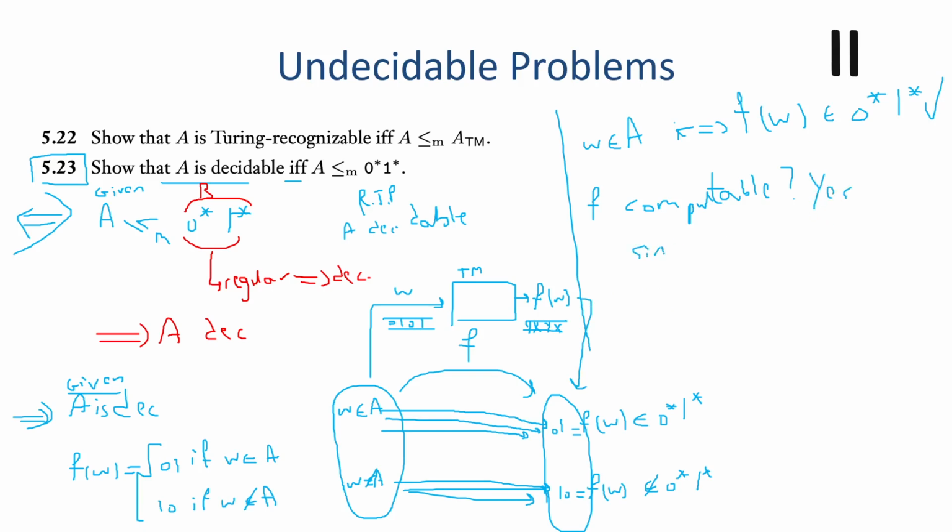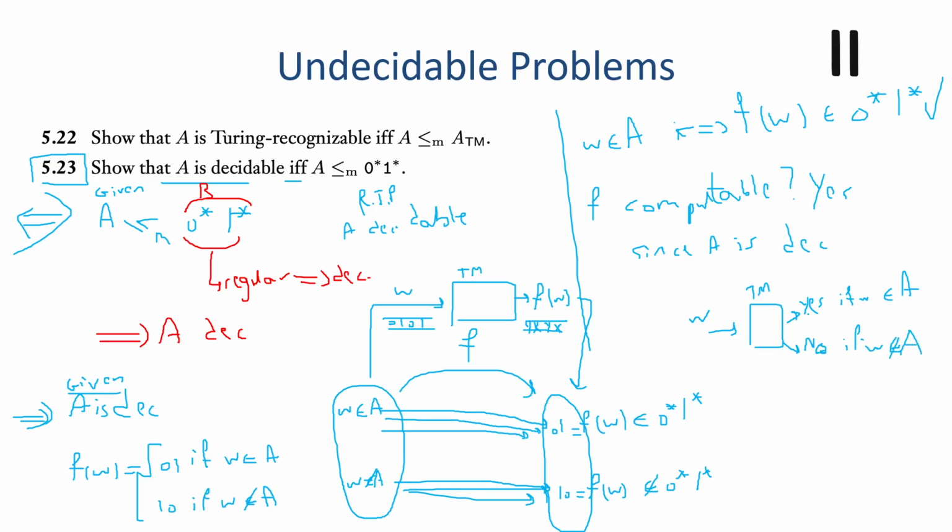we're given that A is decidable. That's all we need. If A is decidable, that means there's some machine that decides it. You give it W, it'll tell you yes if W belongs to A, and it'll tell you no if W doesn't belong to A. That's exactly what we want.